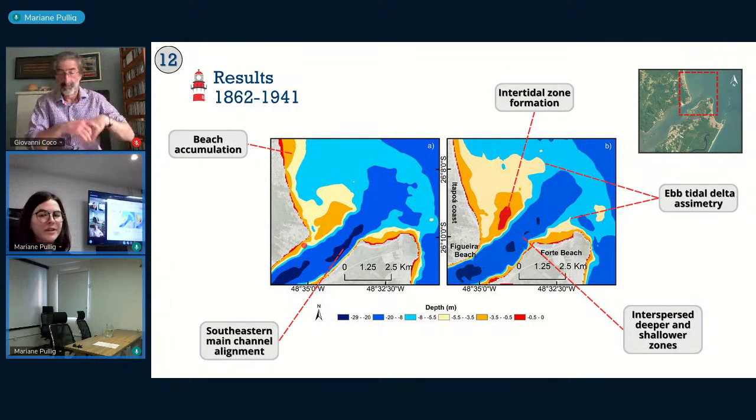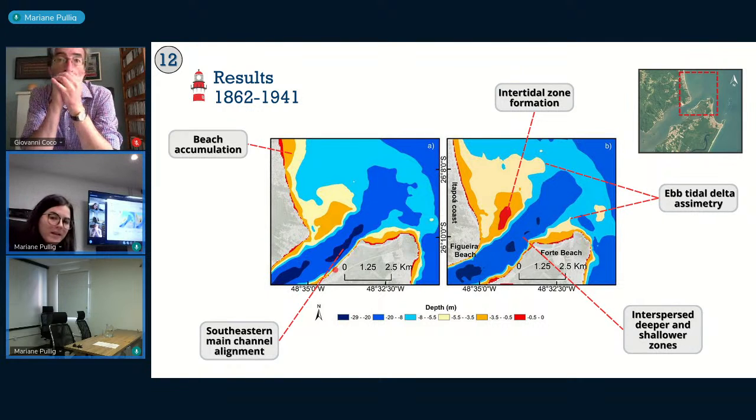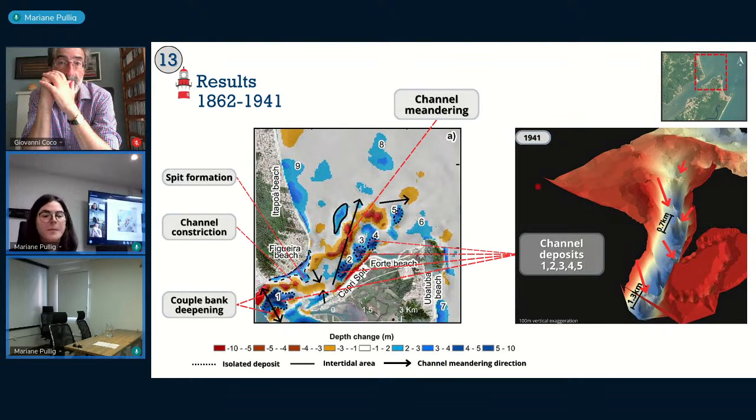So here we observe that this southern channel alignment that we observed was substituted and changed to interspaced deeper and shallower zones. That was accompanied by the development of an epitidal delta asymmetry, which means that in this bathymetry, the sand was being pushed farther from the inlet entrance and accumulating on the beach. And now the sand is depositing in the middle part of the epitidal delta on its northern lobe. This led to the intertidal zone formation that we observed at the end of the period.